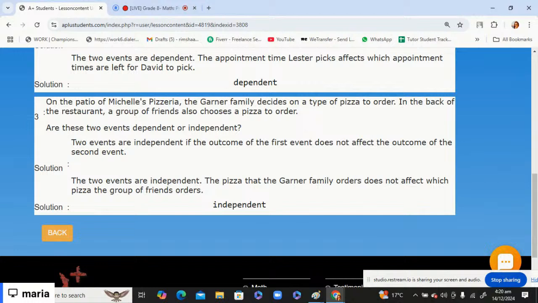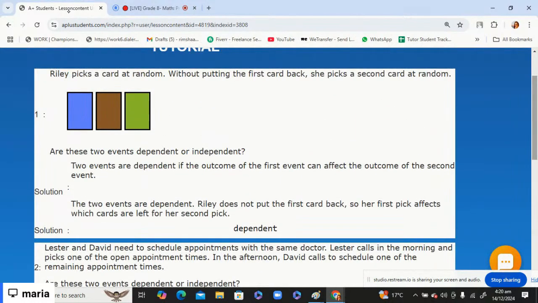Two events are independent if the outcome of the first event doesn't affect the outcome of the second event. Okay? This is basically the definition of independent events. The two events are independent now. Why? Because the pizza that the Garner family orders does not affect which pizza the group of friends orders. They do not affect each other. Okay, so we can say that these are independent events.